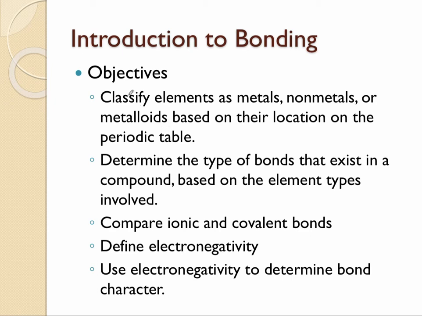This screencast is going to continue the introduction to bonding and in particular nomenclature, or how we name things. In order to determine how to name a compound, we're actually going to have to determine the type of bonding involved. And we're going to need to know how to classify elements as metals, nonmetals, metalloids on the periodic table in order to determine that. Once we determine the type of bond, then we can determine the type of name to use.